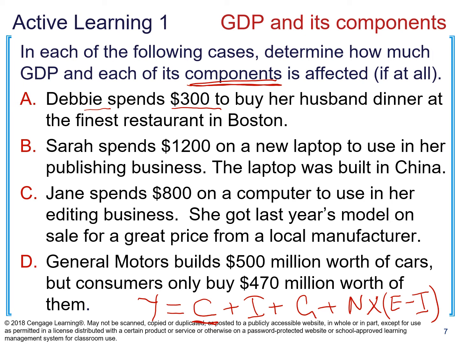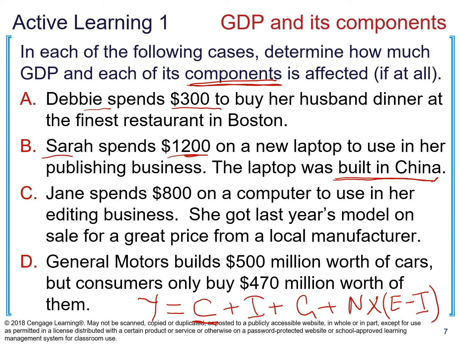So Sarah spends $1,200 on a new laptop to use in her publishing business. The laptop was built in China. Okay, so the first thing, what is alerting you here? That it was built in China, isn't it? If it is built in China, it's not part of the GDP. How are we going to record this transaction?